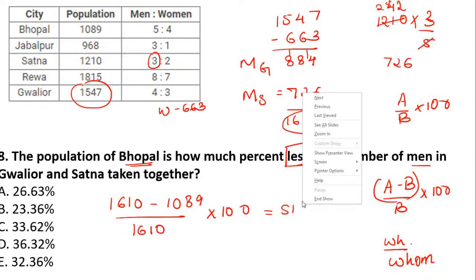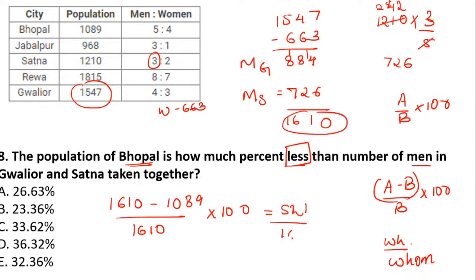And yes, Om Prakash has given the right answer. 521 will come in the numerator. So when you calculate this, you will get the answer as an option. The right answer will be 32.36. Okay, students, what answer are you getting? 32.36. Yes, that is the answer. Okay, simple.